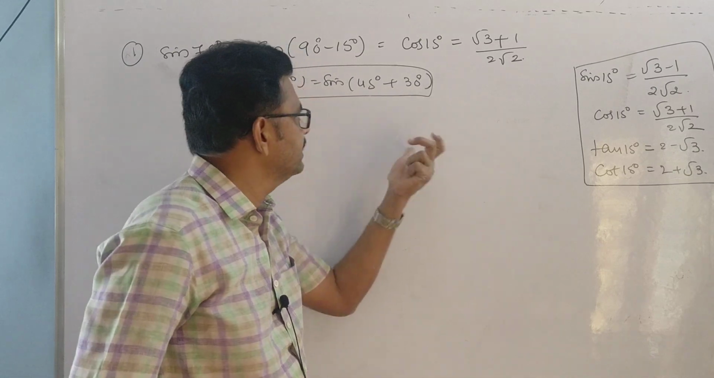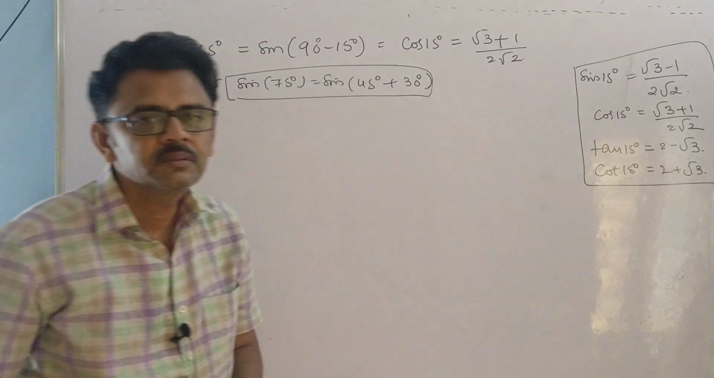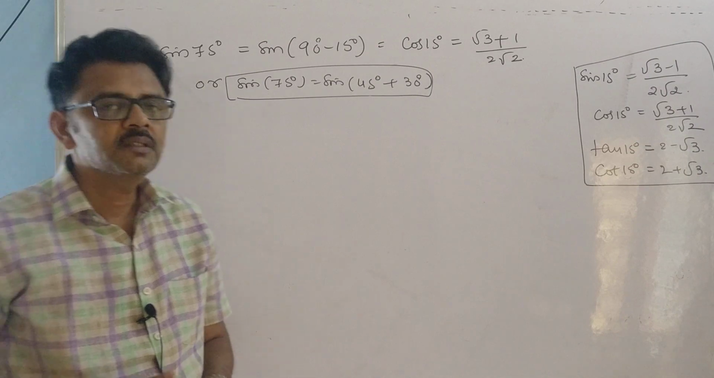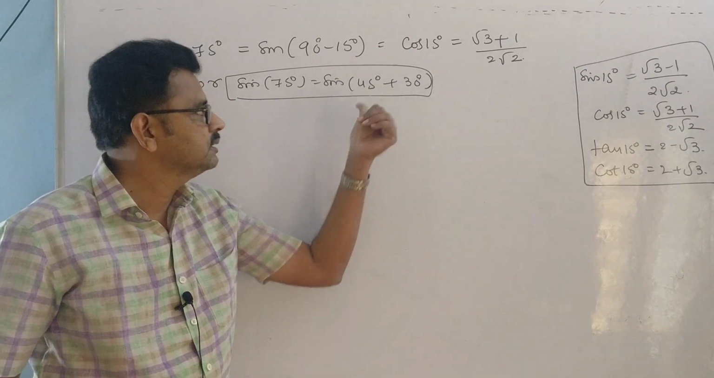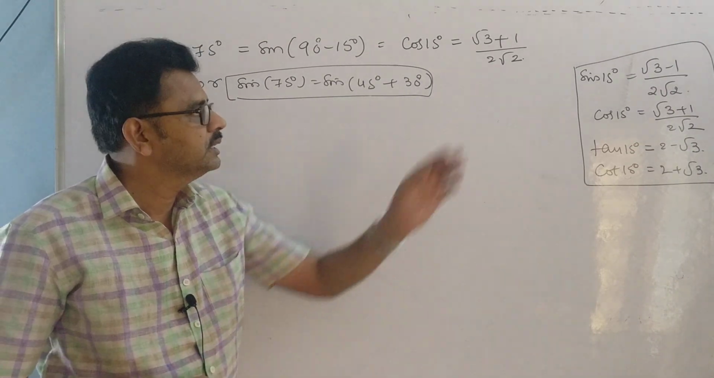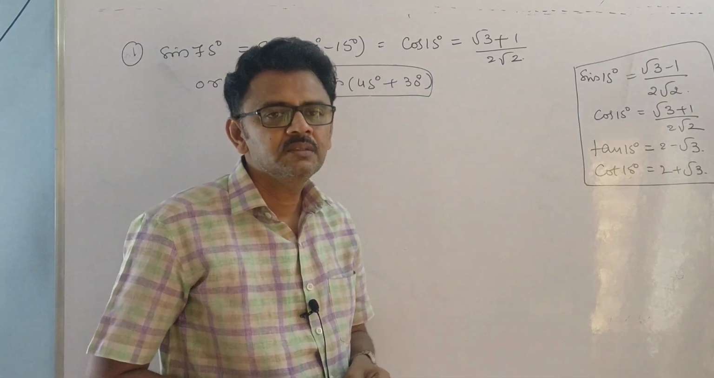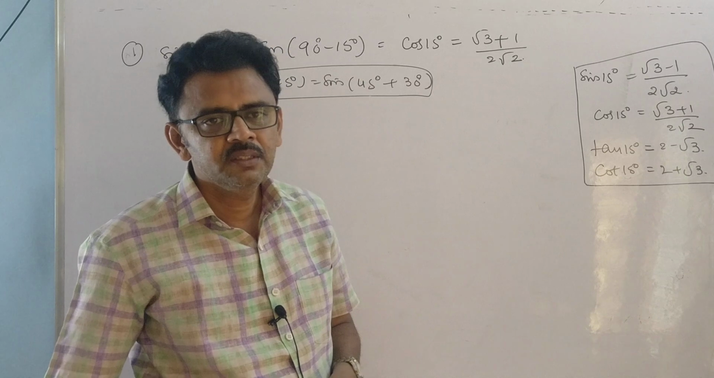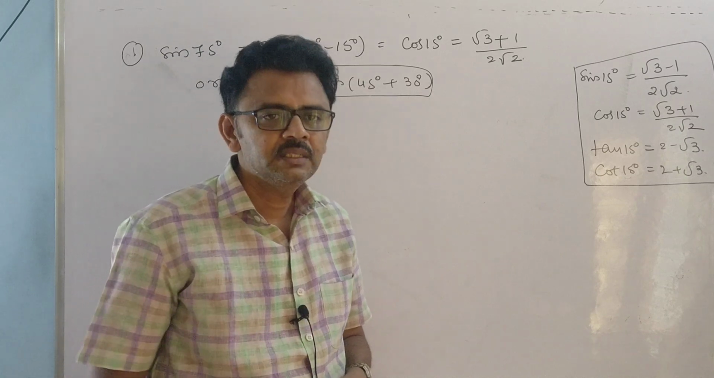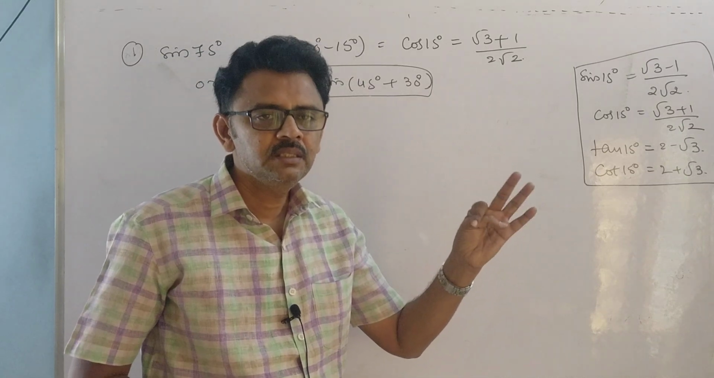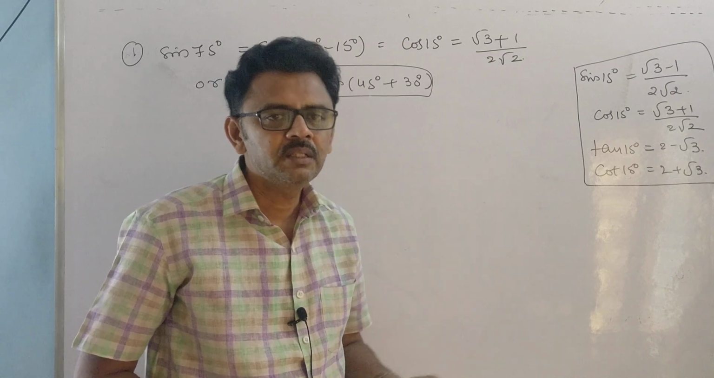I think you know very well the values of sin 30, cos 30, 45 degrees values. So these, sin 15 and cos 15, are new for you. You know sin 45 degrees, sin 30 degrees, cos 45 degrees, cos 30 degrees, and 30, 60, 45, 90, you know very well.